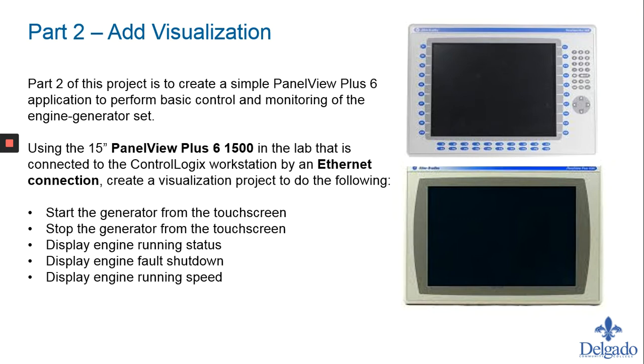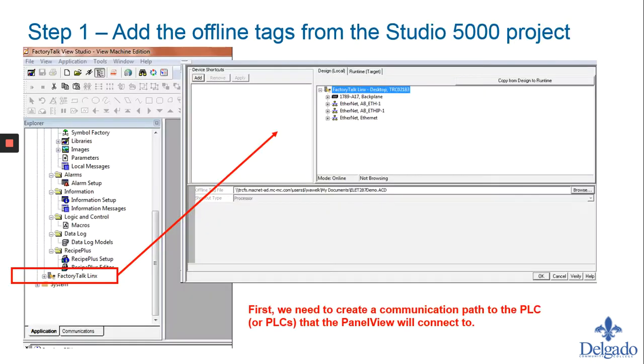Also on the touchscreen, we will show a couple of statuses. We'll show engine running status, engine fault status, and engine speed status. Fault and running are simply discrete contacts, so either on or off. Engine speed would be an actual numerical value, since it has a speed value to it.